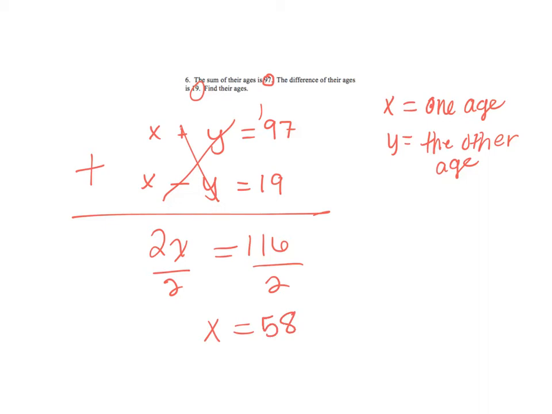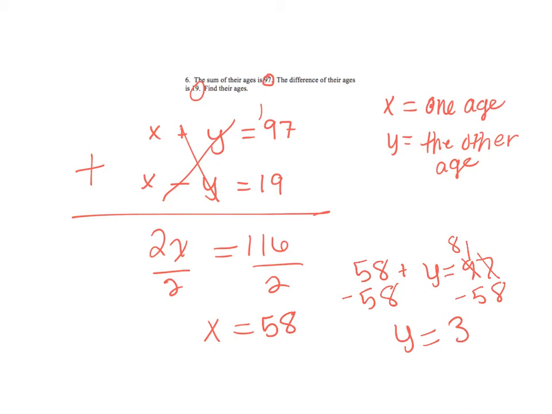Then I'll just plug that into my first equation, have 58 plus y equals 97, minus 58, and I'll have y is equal to, cancel that, becomes an 8, that becomes a 17. This is equal to 39.